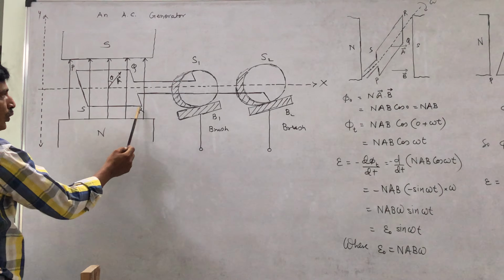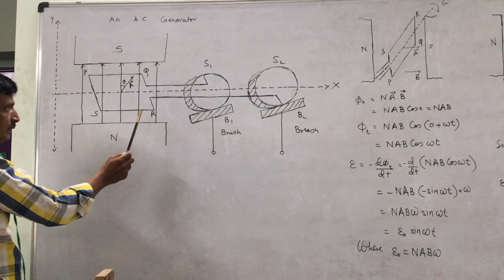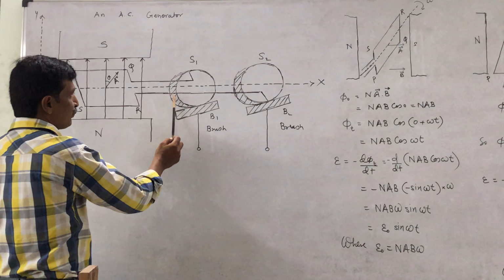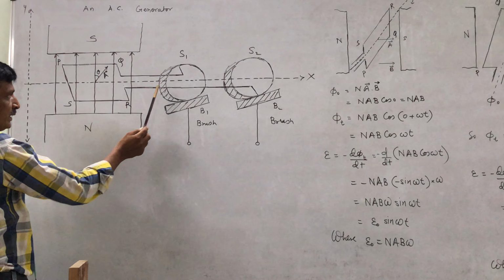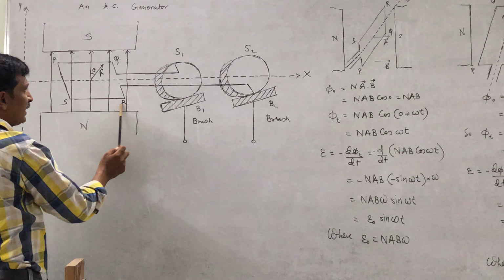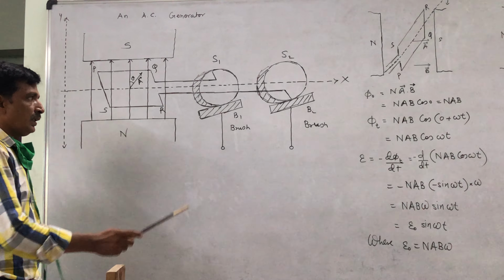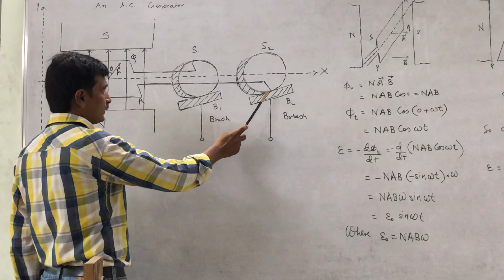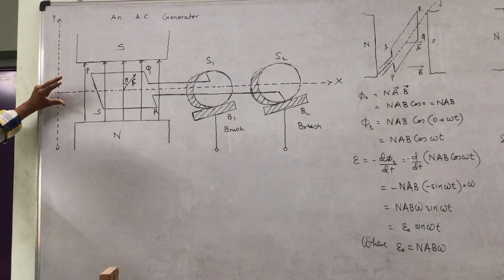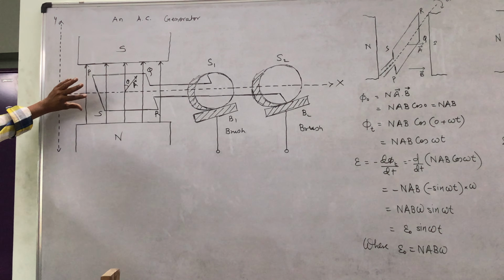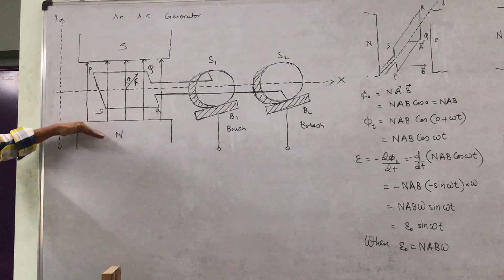This is a rectangular coil of winding wire, we can say insulated wire. These two are full slip rings. One end of the rectangular coil is connected here and the other end is connected to the second slip ring. These two are carbon brushes. By mechanical force, mechanical work, we are rotating this coil in the uniform magnetic field.